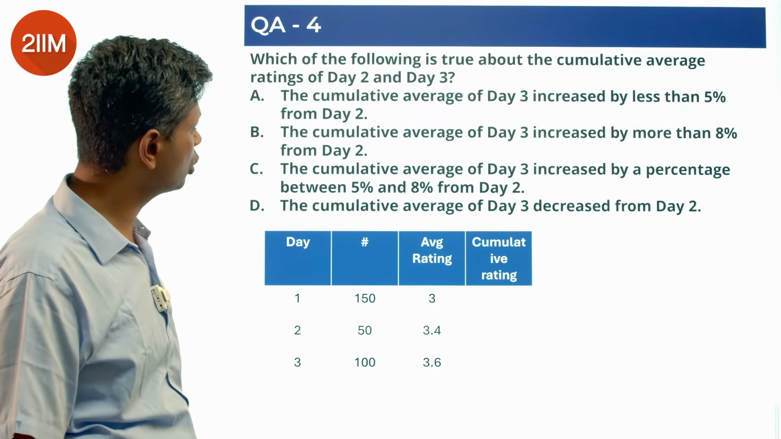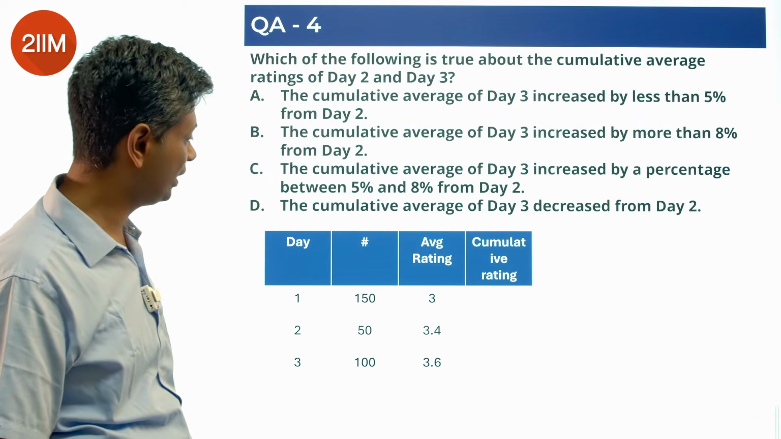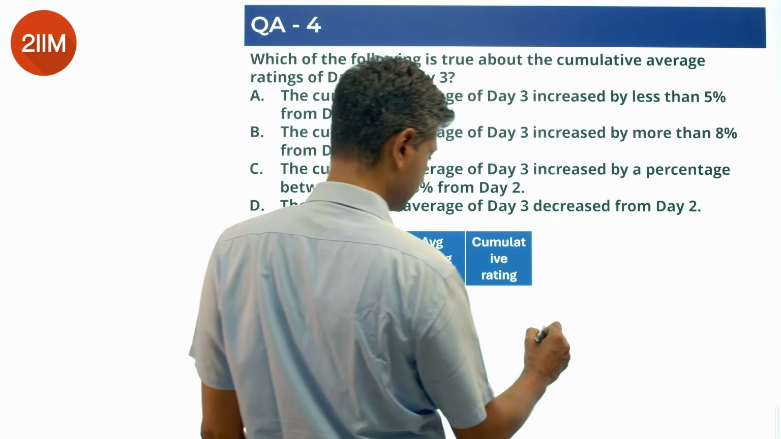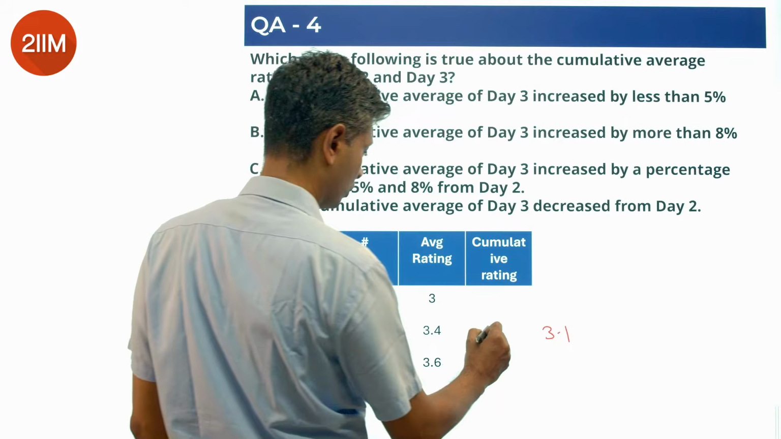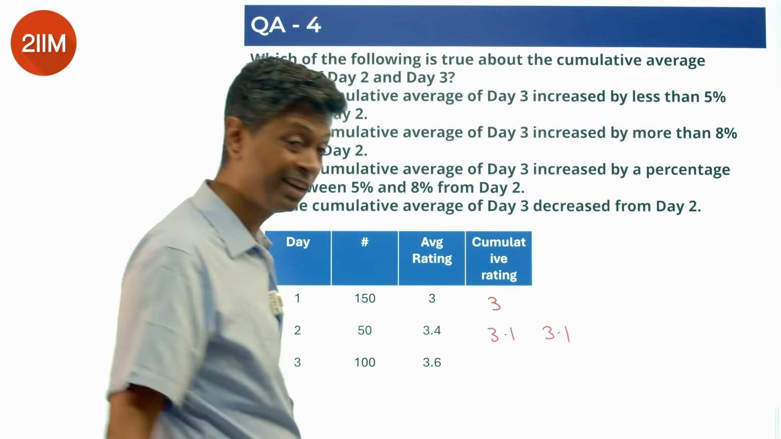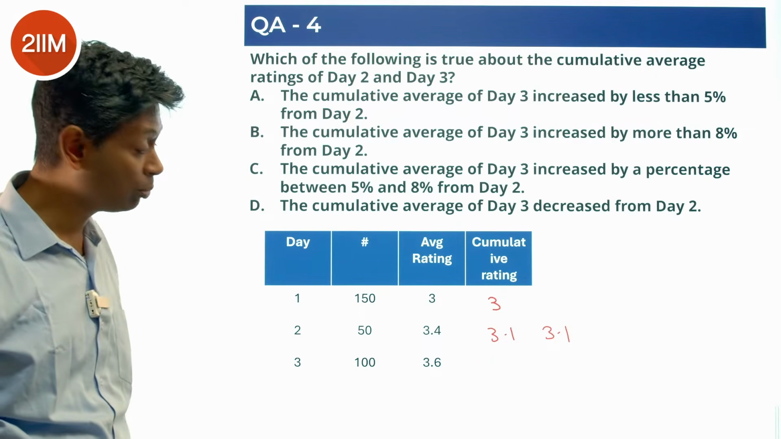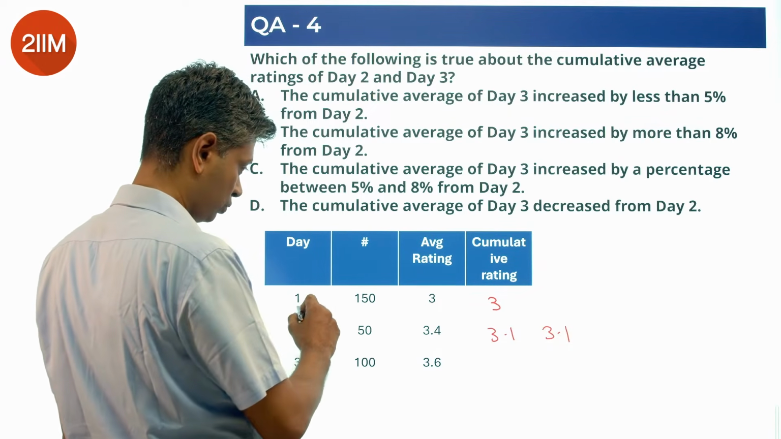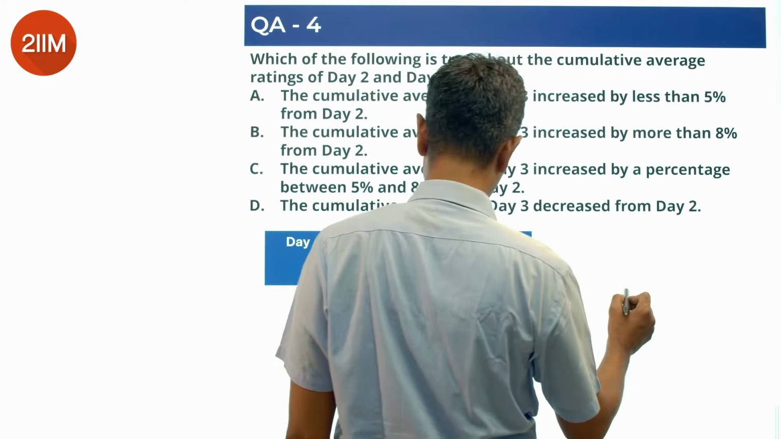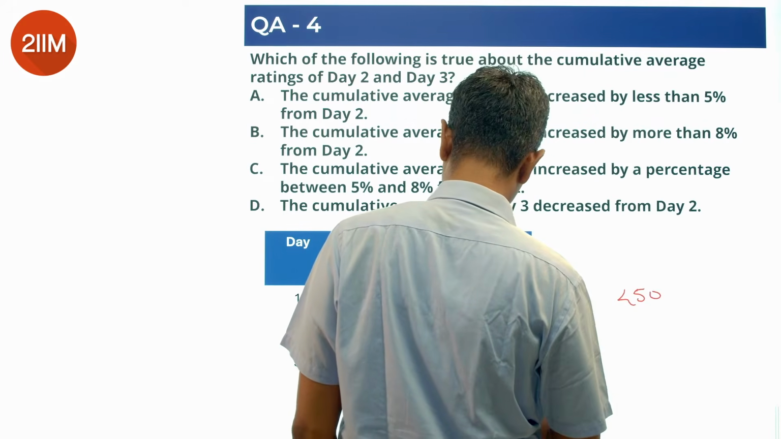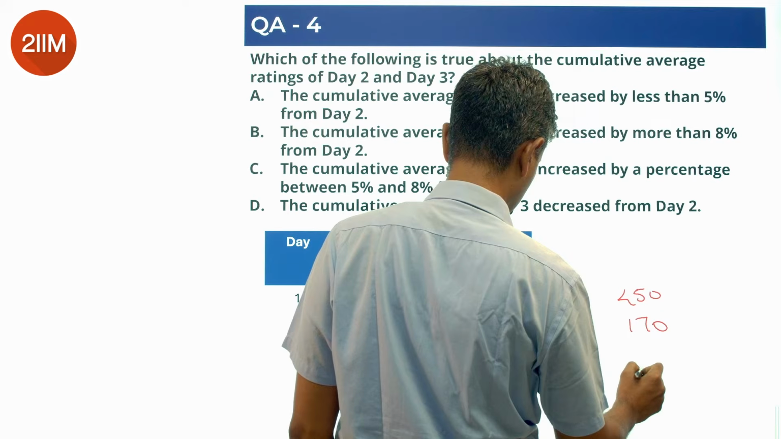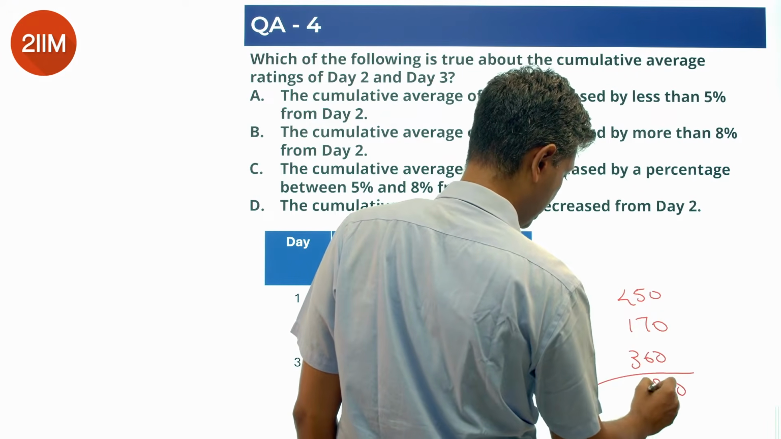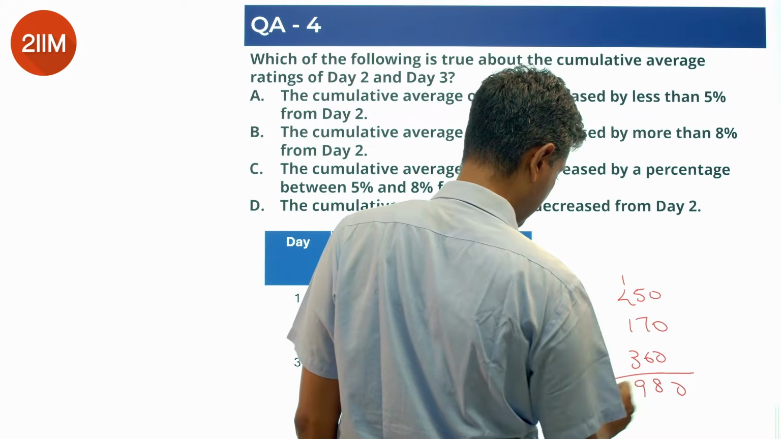Which of the following is true about cumulative average ratings of day 2 and day 3? So day 2 cumulative average rating is 3.1. This we know. Day 1 cumulative is 3. Day 3 cumulative ratings all put together by the total number of entities. So this 3 into 150, 450, plus 170 plus 360. Add all this up. 980.